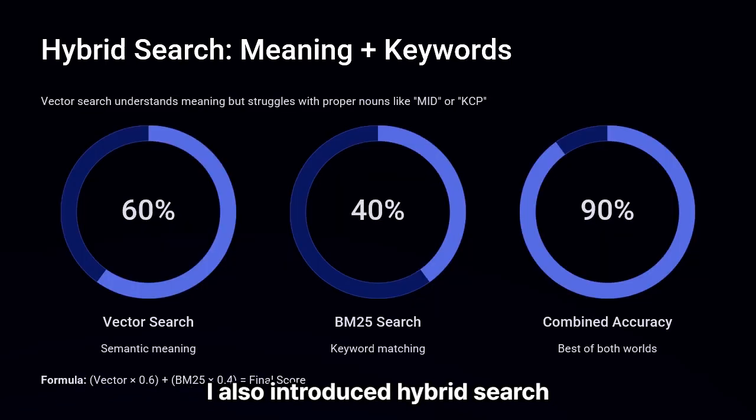I also introduced hybrid search. AI understands meaning but fails at specific keywords like IDs. So I combined keyword search and vector search. I used the 40 to 60 ratio. Now it catches both.